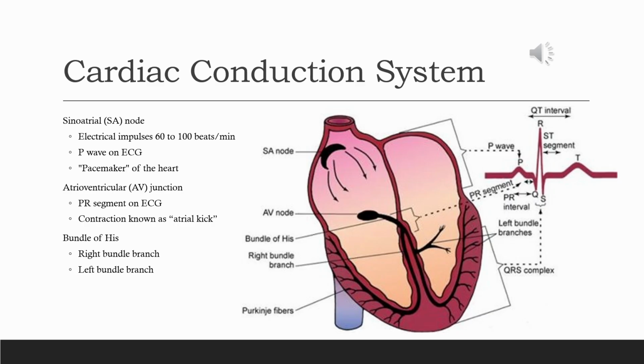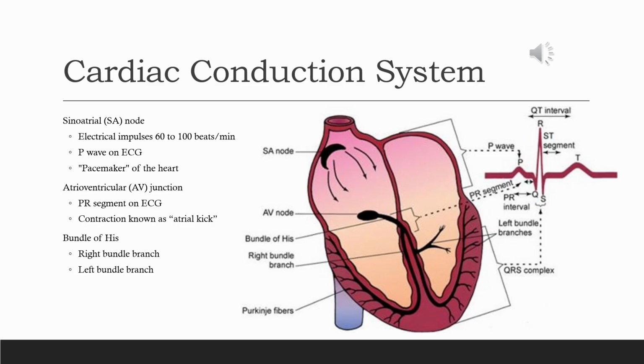Next, the impulse travels to the atrioventricular node, or the AV node, which is located between the atria and the ventricles. The AV node briefly delays the electrical signal, which allows the atria to contract fully and push blood into the ventricles. This delay is represented by the PR segment on the ECG, and it's very important for optimizing cardiac output. This atrial contraction is also referred to as the atrial kick. From the AV node, the impulse then moves to the bundle of His, which then splits into the right and left bundle branches.